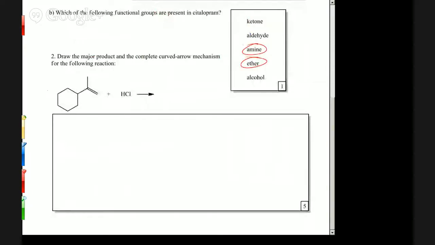All right, and then this thing that we just went over is a problem right from the book, from the homework in chapter 5. So to draw the mechanism, just as we did, we're going to draw that attacking the hydrogen, which then leads to that carbocation. The negatively charged chlorine attaches to the carbocation, and you end up with this product.